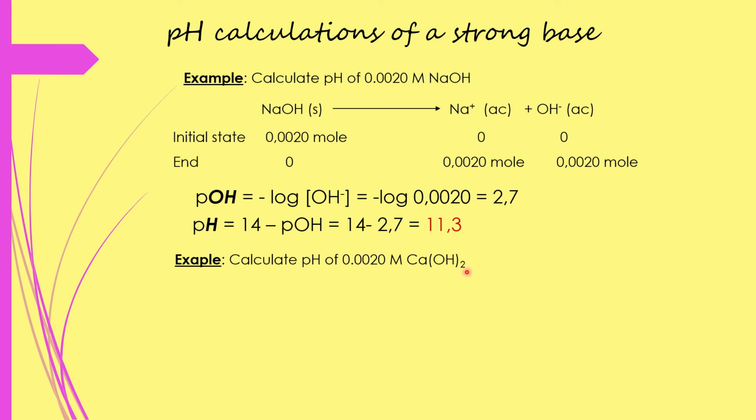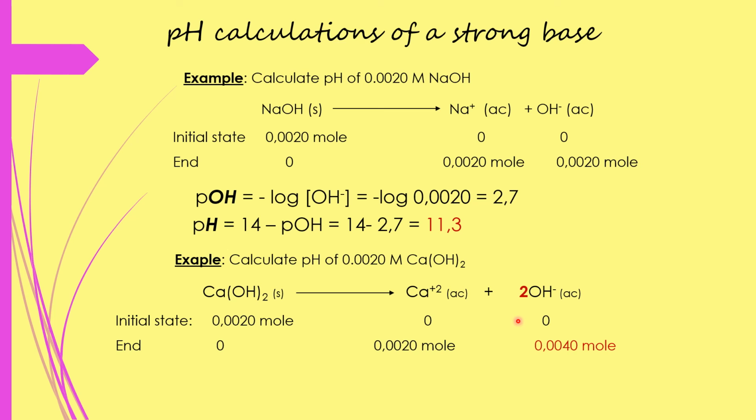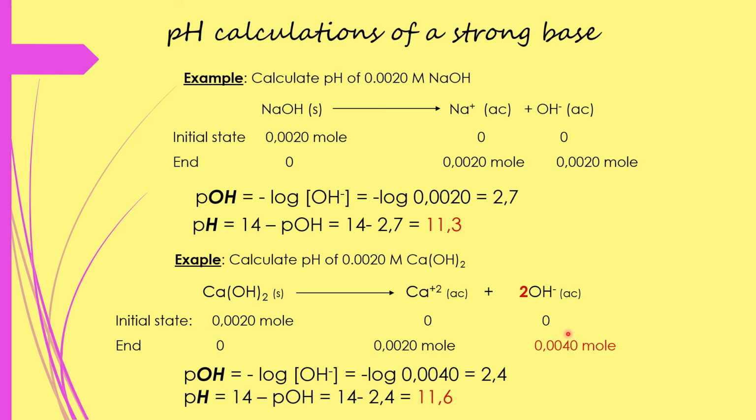What if the base has 2 anions, like calcium hydroxide? In this case, when the hydroxide separates in cations and anions, we have 2 anions. So the final concentration of OH will be twice as much as the initial concentration of the base. So when you calculate pOH, it's minus logarithm of this number, not this. And to calculate pH, you do 14 minus pOH. And you'll see that this pH is a bit higher than the previous one.